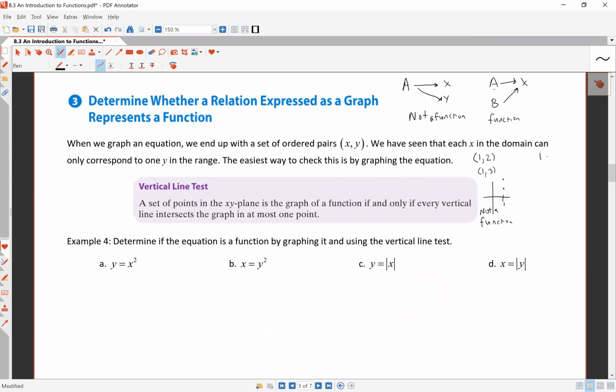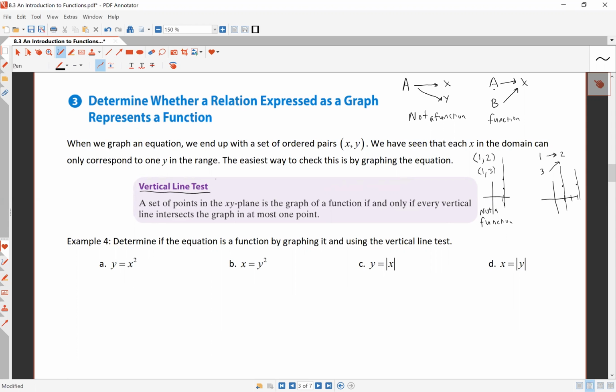If we have 1 that goes to 2 and 3 that also goes to 2, that is a function. 1 would go to 2 and 3 would go to 2. That's fine. So we're looking for 2 points in which a vertical line crosses it. That's not a function. But if a vertical line never crosses 2 points, then it is a function. So we say that it's the vertical line test.